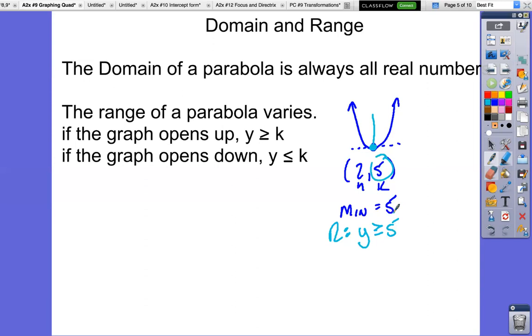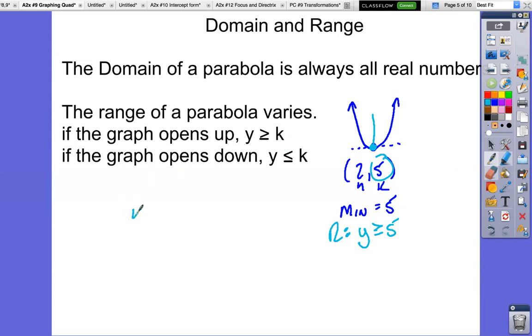Once you understand it, and it might not be now, but once you understand this, it really makes sense and it's a pretty easy concept. If it's a minimum value, if that's the lowest it gets, then all of your other values have to be bigger than that.